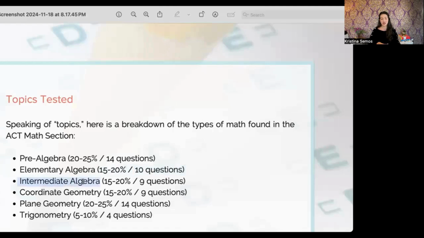Then we have intermediate algebra, which is another 15 to 20% of the test questions, approximately 9 questions out of 60. Then we have coordinate geometry, which is, again, about 15 to 20%, or roughly 9 questions on the current version of the test. There is plane or two-dimensional geometry, which is about 20 to 25% of the test, or roughly 14 questions on the current version. And then there is trigonometry, which is about 5 to 10%, which usually is about 4 questions on the current version.